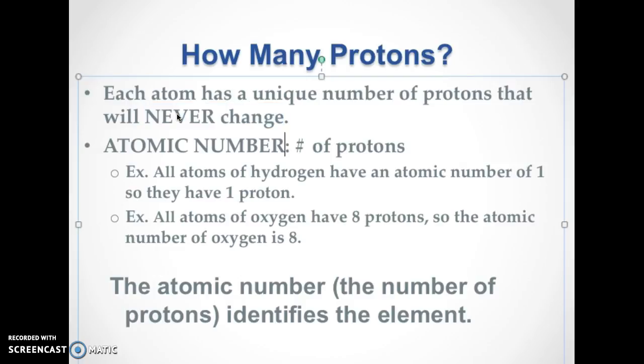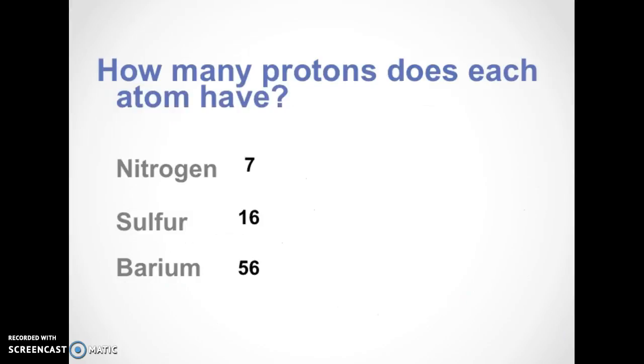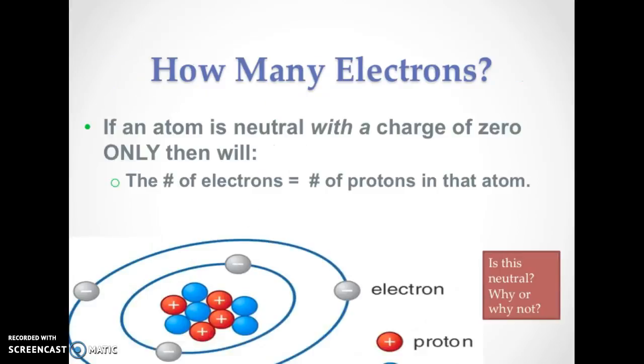So, for example, nitrogen has an atomic number of 7, that means it has 7 protons. But if we change it to 8, then it's no longer called nitrogen. It's now called oxygen, because oxygen has 8 protons. So the atomic number tells you the identity of the element.